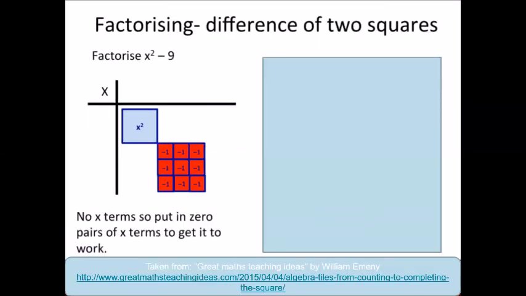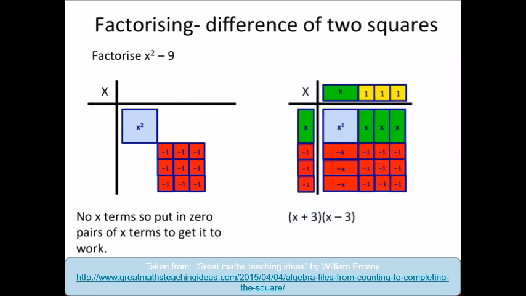Factorizing, difference of two squares. Now, I've said that if you can factorize, you can make a rectangle. And please look back at last week's session for that. Well, I can't make a rectangle or a square with those tiles, but I can if I add some zero pairs. And look at that, x+3, x-3. Really nice way of representing it.